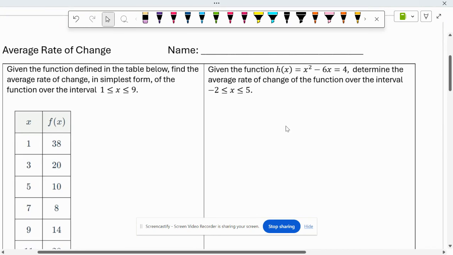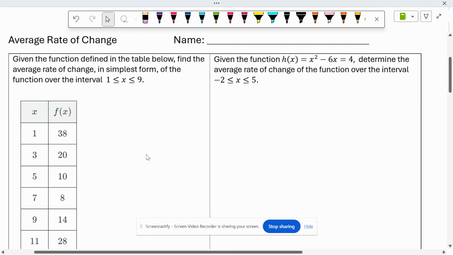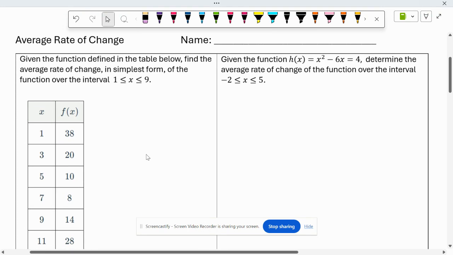So this is going to be just like yesterday or the day before when we did notes. I am going to go through all of the notes first, and then I'll go to the Delta Math assignment. So today's lesson is all about average rate of change, which, again, every single spiral review that we have done this year through Delta Math has had an average rate of change question on it. Every single one.